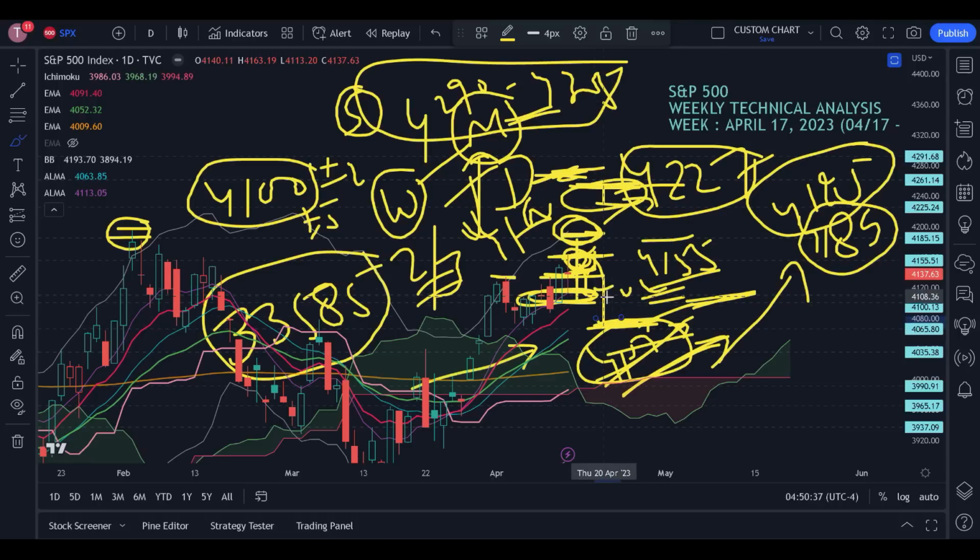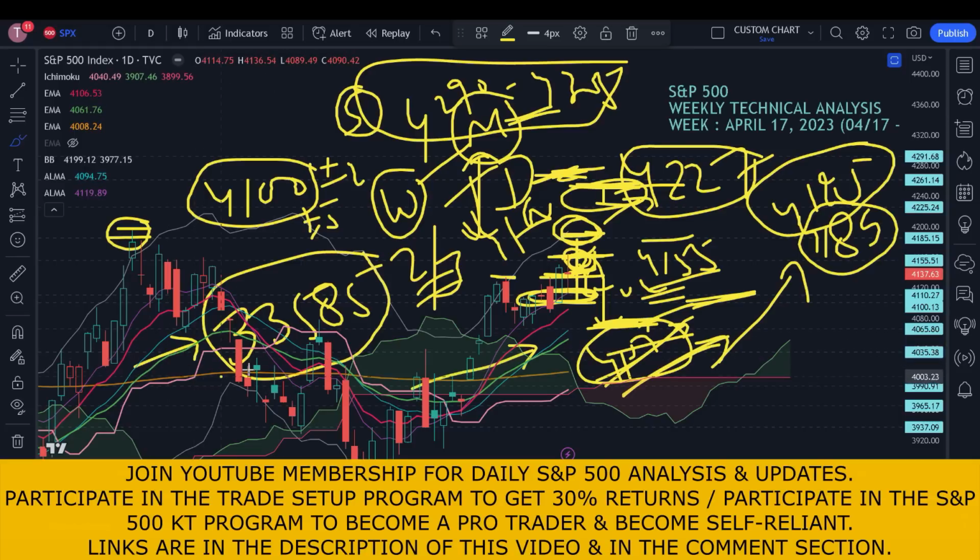But whenever the S&P 500 comes below 4100, then we need to move into the Dow Jones. We need to look into what is happening in the Dow Jones, whether the Dow Jones is holding above 33585 or not. If the Dow Jones is holding above 33585, then it's good. Even if the S&P 500 is coming down, coming below 4100, then also it is good. Okay, it can still hold.